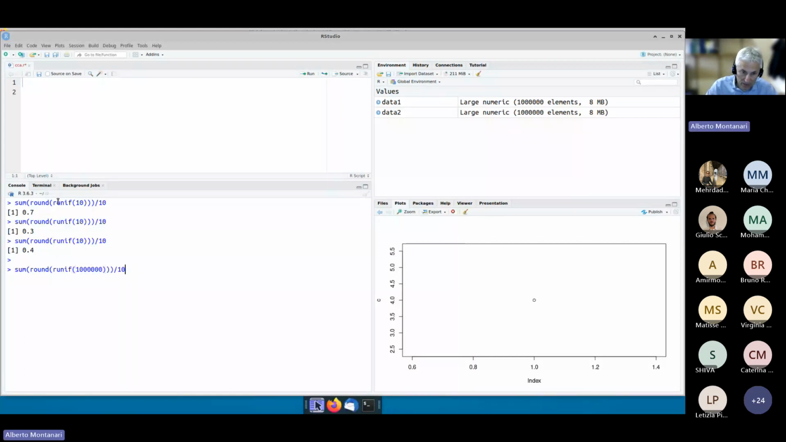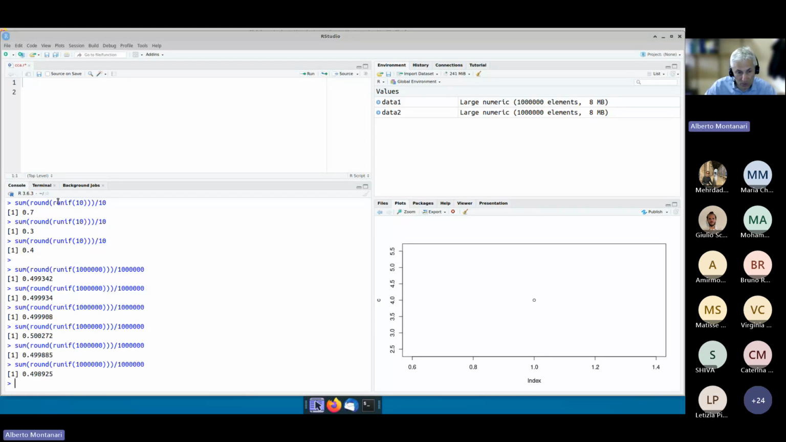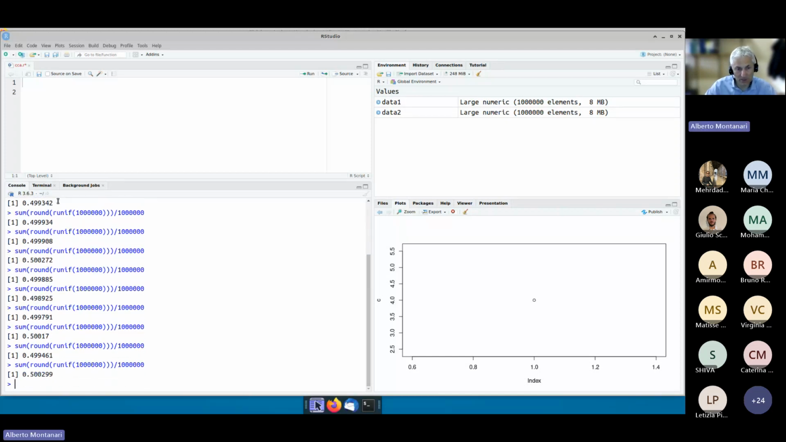Okay, and I need also to divide by 1 million. See, 0.49, 0.49, again, 0.50, 0.50, 0.49, 0.49, etc., 0.50. You see? So with increasing information, increasing number of tossings, you get very close to probability through the frequency. This means reduction of uncertainty.